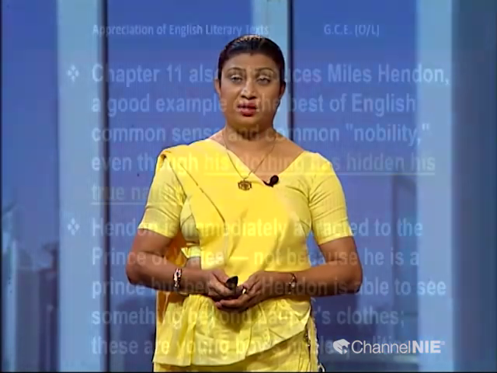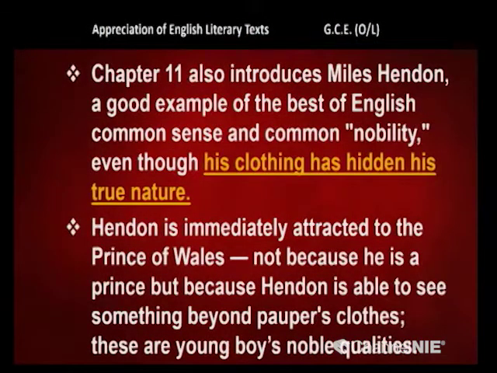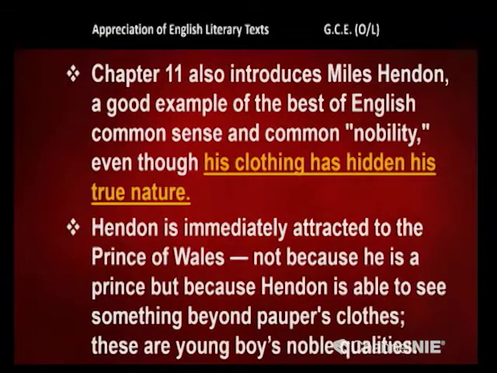Chapter 11 also introduces Miles Hendon, a good example of the best of English common sense and common nobility. Even though his clothing has hidden his true nature, you can understand he is also wearing rags, but he has noble qualities. Hendon is immediately attracted to the Prince of Wales, not because he is a prince, but because Hendon is able to see something beyond the Pauper's clothes. He was wise. These are the young boy's noble qualities.